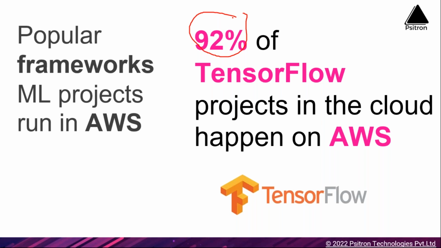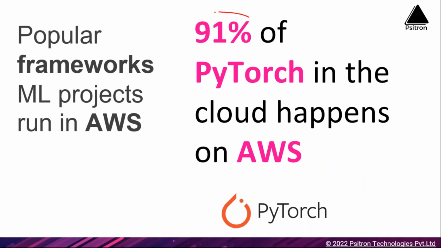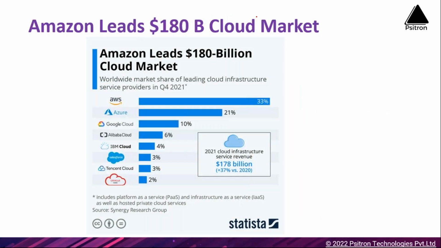If you see, TensorFlow is actually maintained by Google, and even so, the most use cases run on top of AWS. Then comes PyTorch: 91% of PyTorch in the cloud happens on AWS. So what I'm trying to say here is that the more machine learning happens on AWS, that's directly proportional to the more opportunities for you, right? So here are the statistics from Statista.